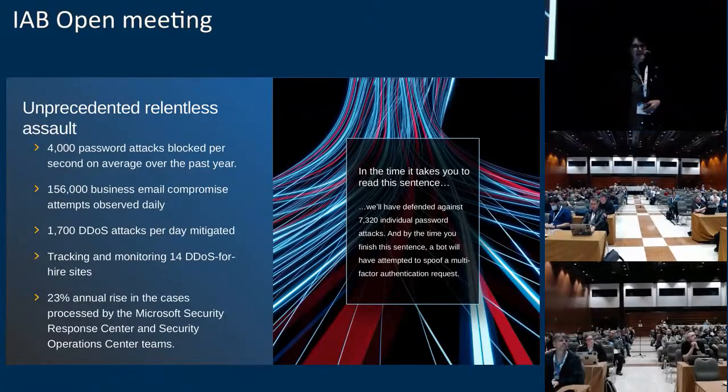4,000 identity attacks blocked per second. Okay, that's doubled since last year. So one of the things that you'll hear us talk about is really the unprecedented sophistication and speed that we see these attackers going after companies with.